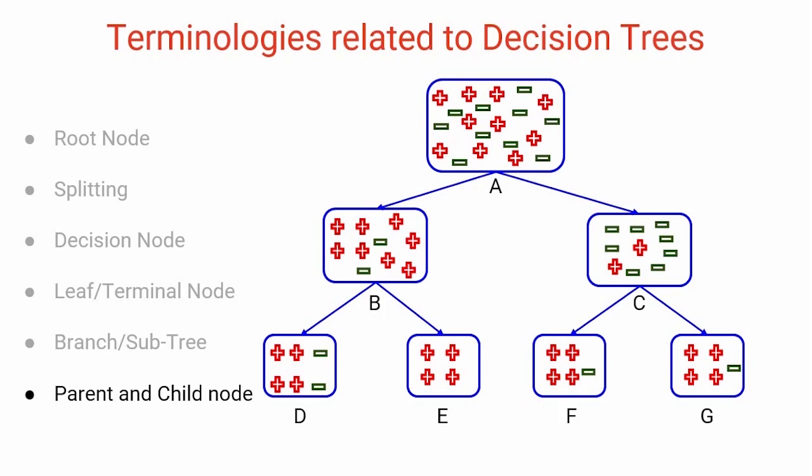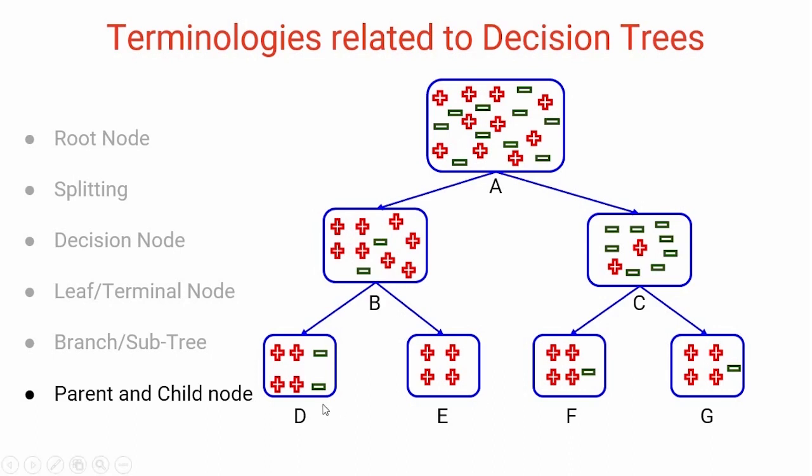We then have parent and child nodes. A node which is divided into subnodes is called a parent node, whereas the subnodes will be called the child of the parent node. Don't worry, let me explain this with a very simple example.